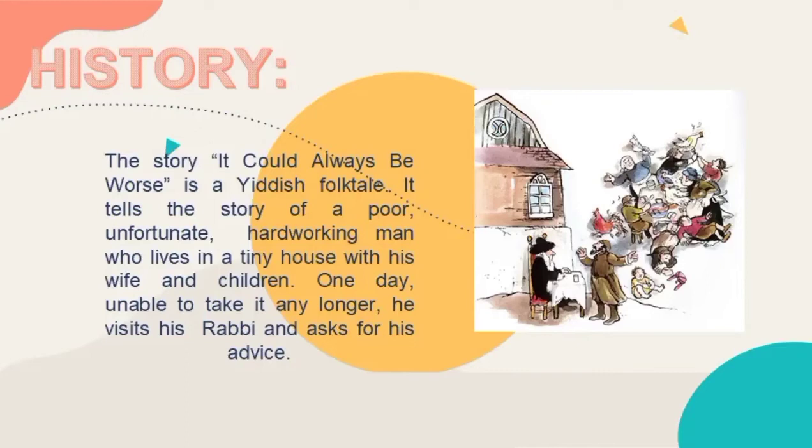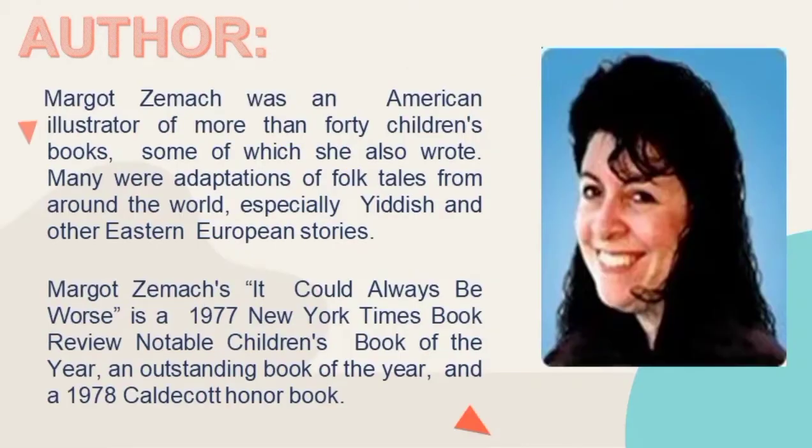The story It Could Always Be Worse is a Yiddish folk tale. It tells the story of a poor, unfortunate, hardworking man who lives in a tiny house with his wife and children. So one day, unable to take it any longer, he visited his rabbi and asked for his advice. And now let's proceed to the author.